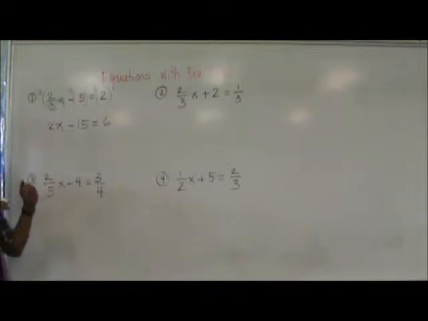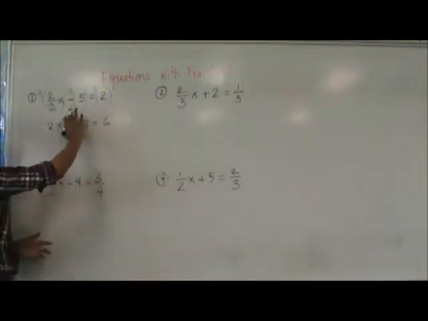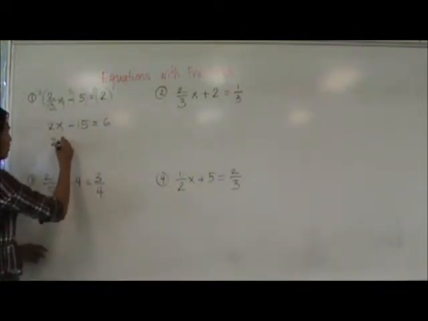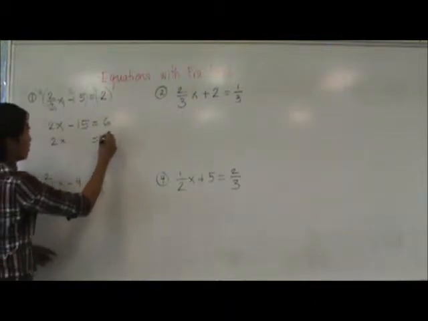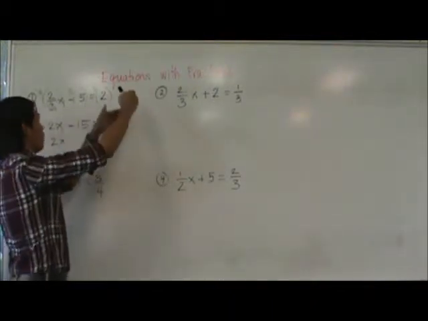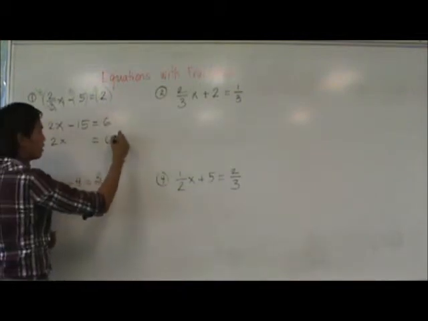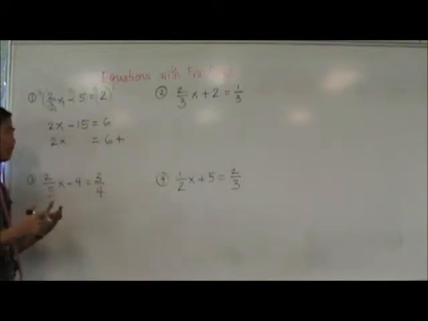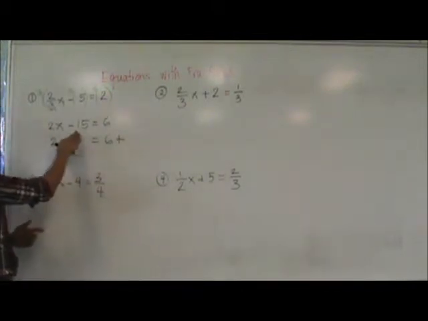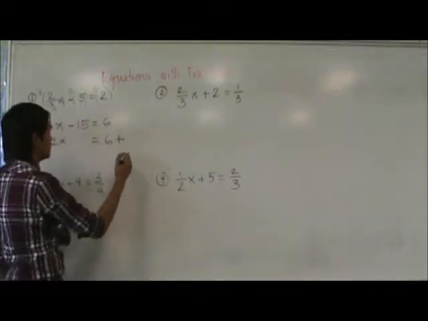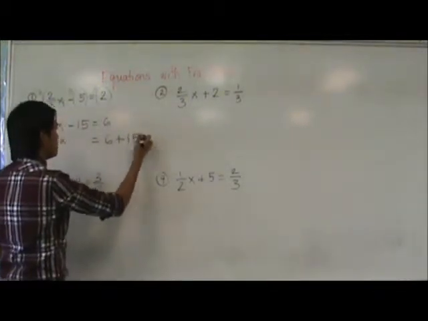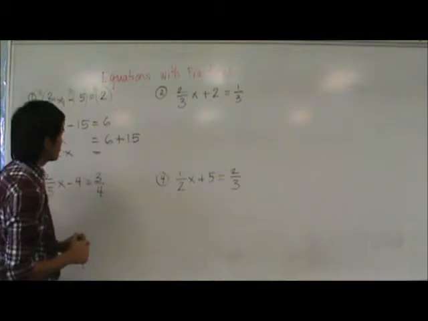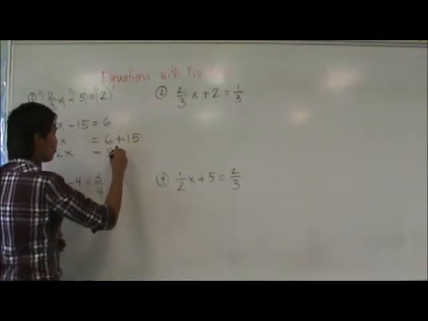Now this time we're going to apply your algebra swag by moving that minus 15 over to that equal sign. When we move that over, it becomes the opposite, or we can say the inverse of subtraction, which is addition, so it becomes plus 15. And now we have 2x. Let's simplify. 6 plus 15 will give us 21.